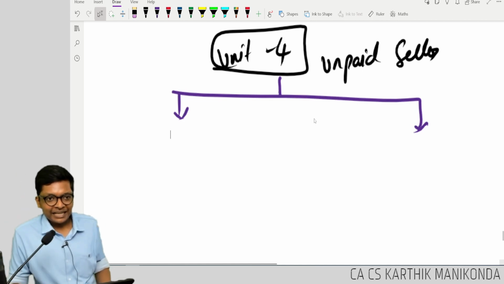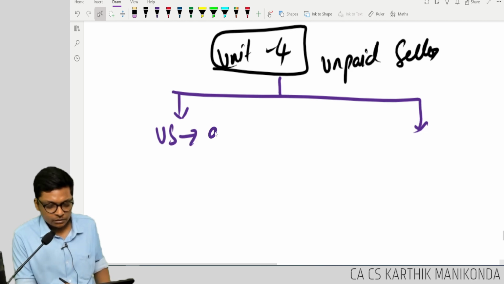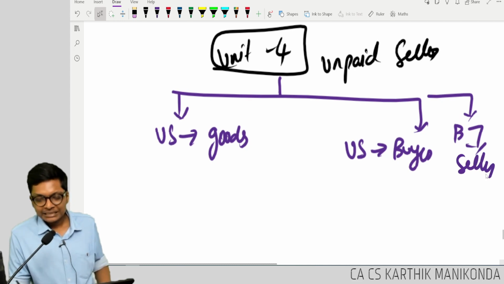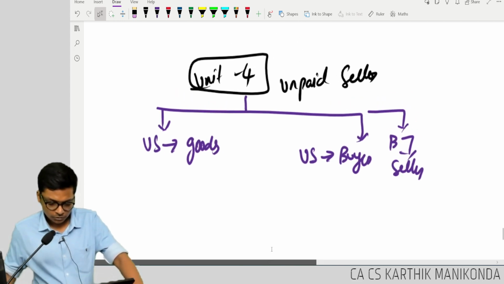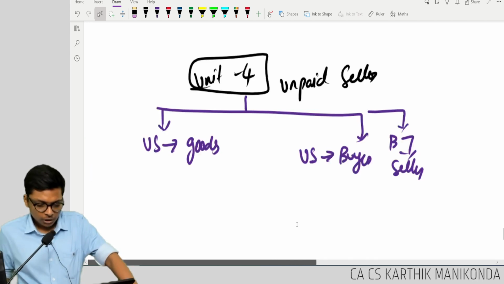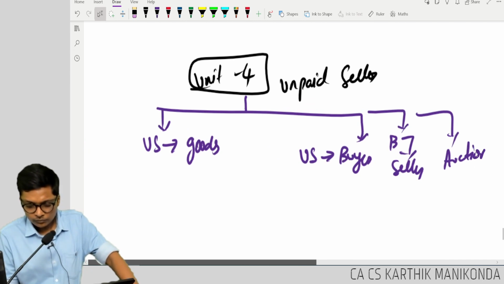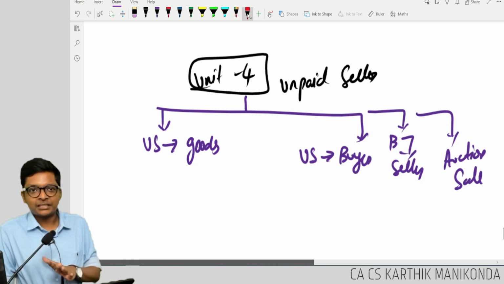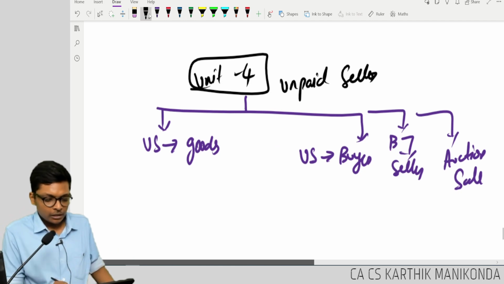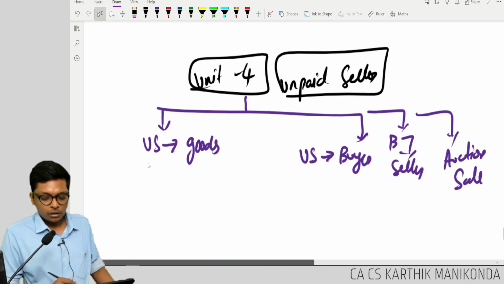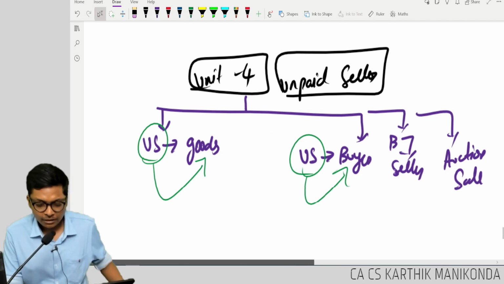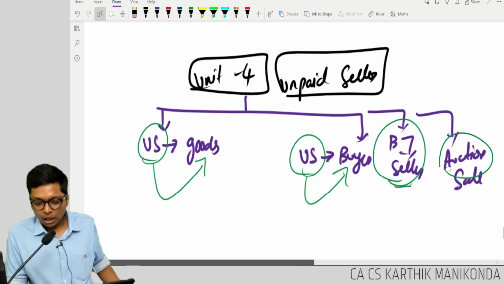Unpaid seller is simple chapter, guys. It is classified into unpaid seller's right against goods, unpaid seller's right against buyer, buyer's right against seller, and we have the last concept, auction sale. Are you all with me? I can finish in 25 minutes.